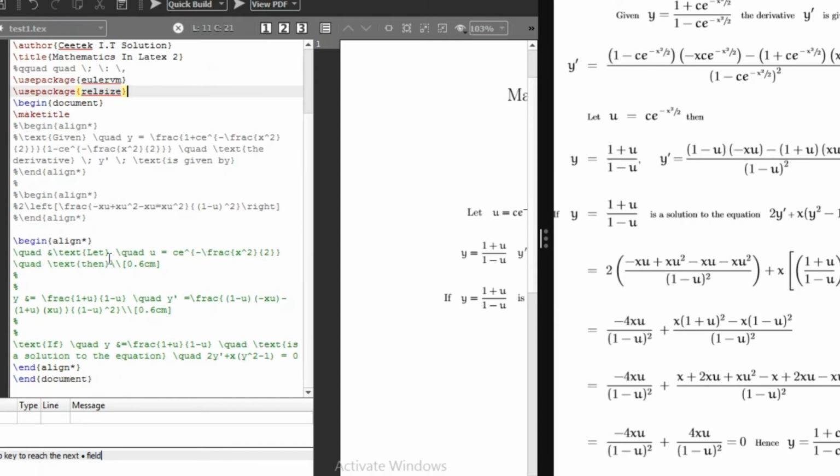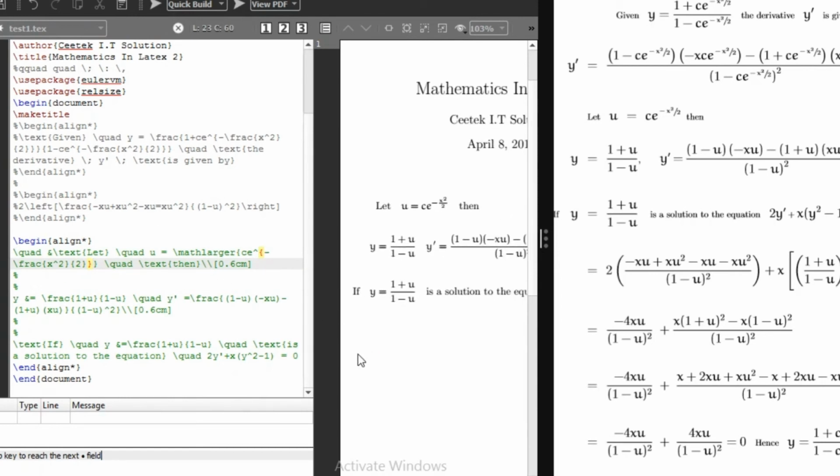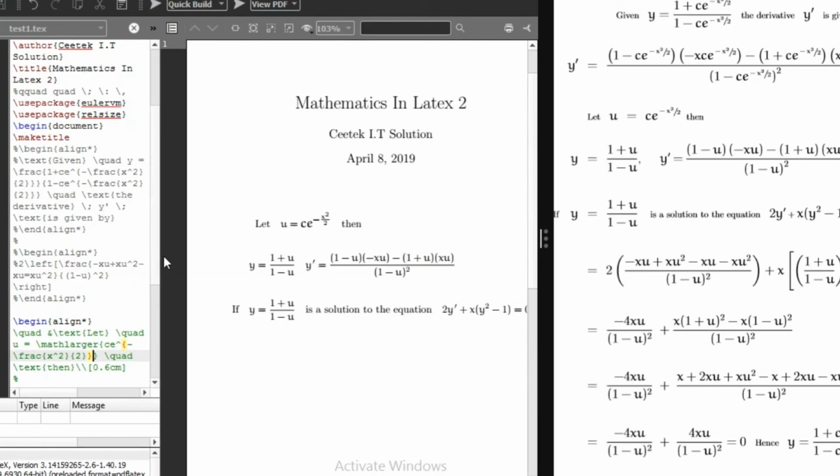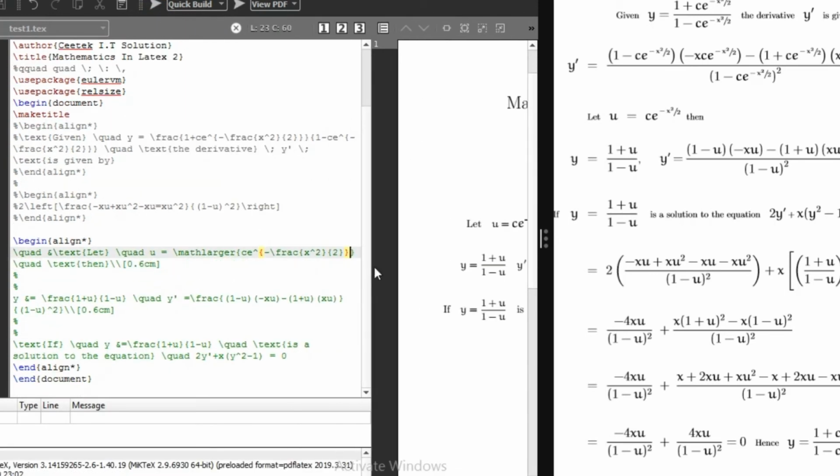Let's say, for example, I want this expression to become a little bit larger. What I do is cut the whole expression, and then I use backslash mathlarger, and then I paste the whole expression inside it. So let's see how this modifies the appearance of our document. You cannot really see how it works. Let me nest more into it to show you how it really works.